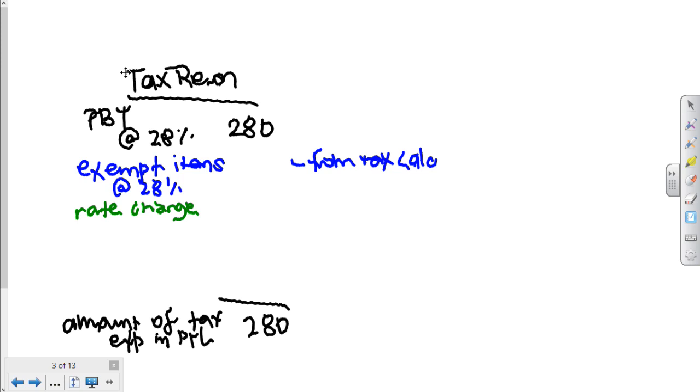So rate changes, which is from my deferred tax calc. It's not really the deferred tax calc, it's the deferred tax movement calc, isn't it? Any rate change would come in here as a plus or minus depending how it's affected the tax expense. I look at how the numbers have affected the tax expense. Okay. There's another item that comes on here that I think we have seen.